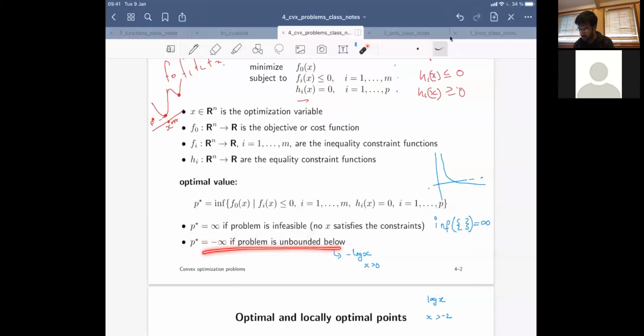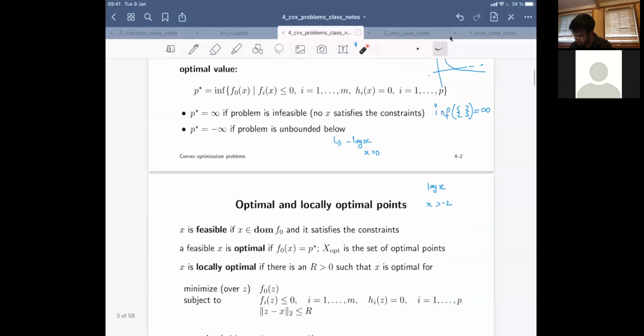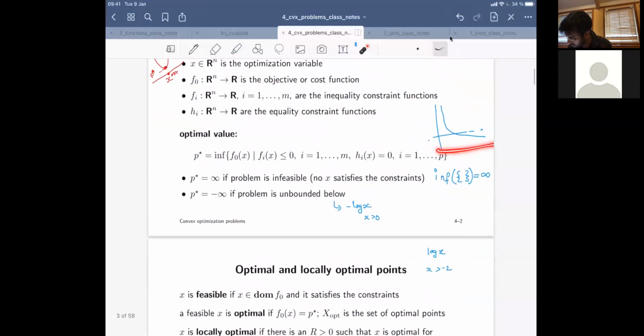Another case is when the problem is unbounded below. We are minimizing a function and it has no lower bound. It keeps on decreasing. For example, here we have minus log x.